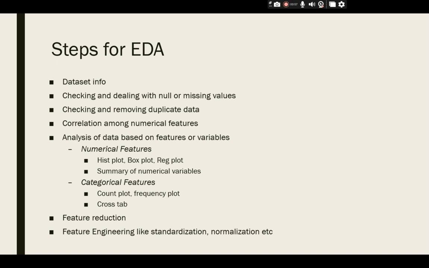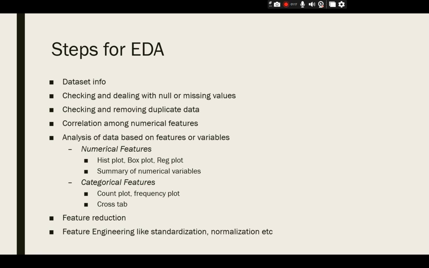Then we are going to make a summary of the numerical variables or features. Based on that analysis, we are going to decide whether to remove a feature or not, and if there is a need to make any changes to a feature, we will do that. Similarly, we are going to analyze the categorical features.